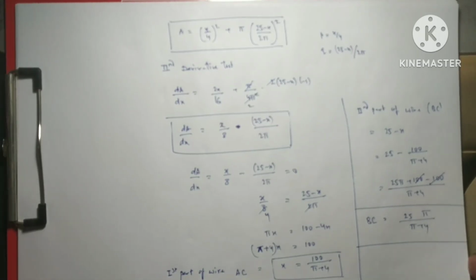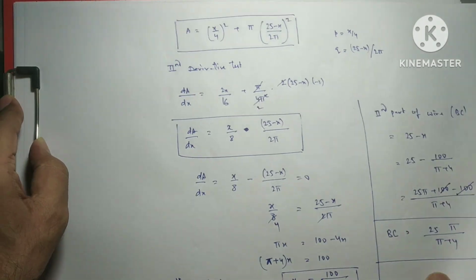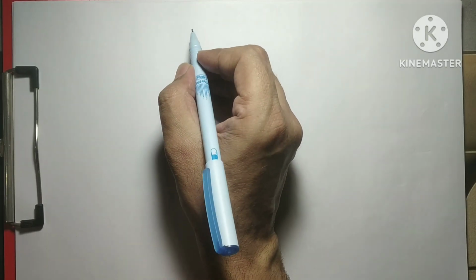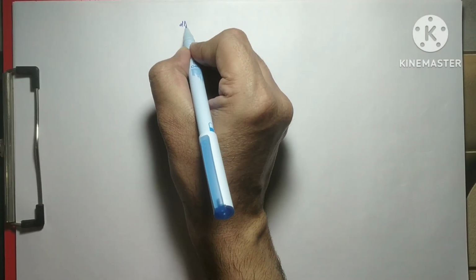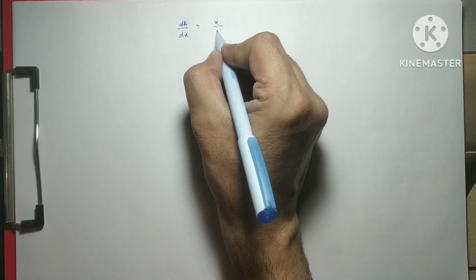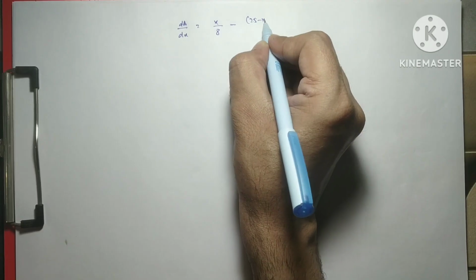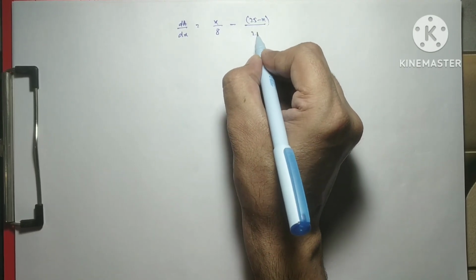Now this sum should be least. Right now we will differentiate it. So we have dA over dx is x over 8 minus (25 minus x) over 2 pi.